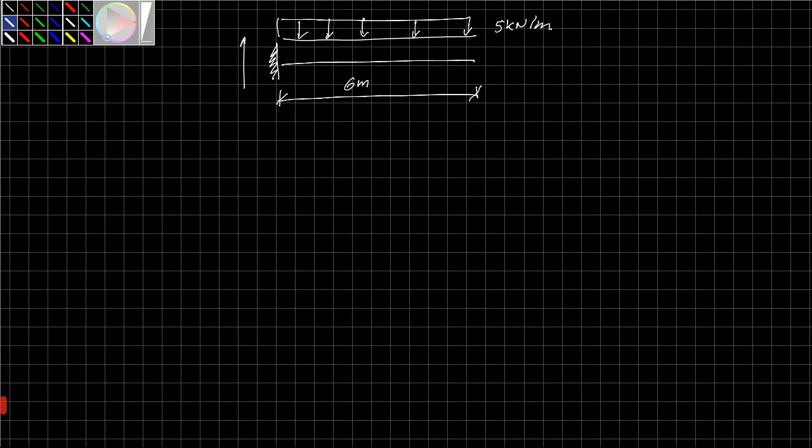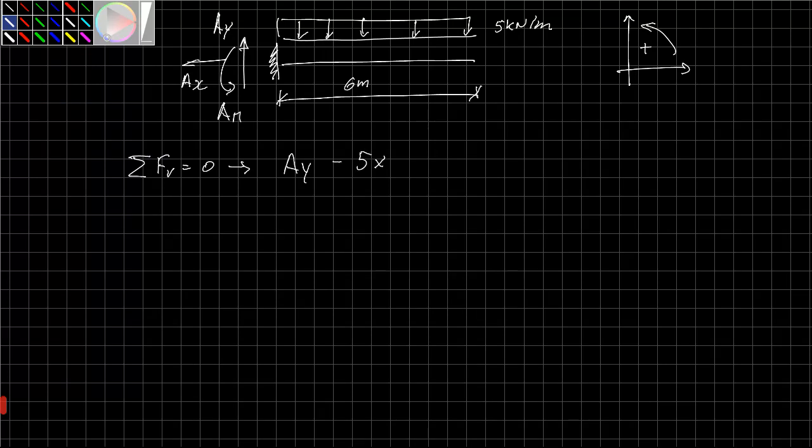So I should have a vertical reaction here, AY, AX, and a moment. I'm going to use the traditional referential for reactions, and I can say sum of vertical forces is equal to 0, means AY minus 5 times 6 equal to 0, coming AY equal to 30 kilonewtons. Sum of horizontal forces equal to 0 comes minus AX equal to 0.